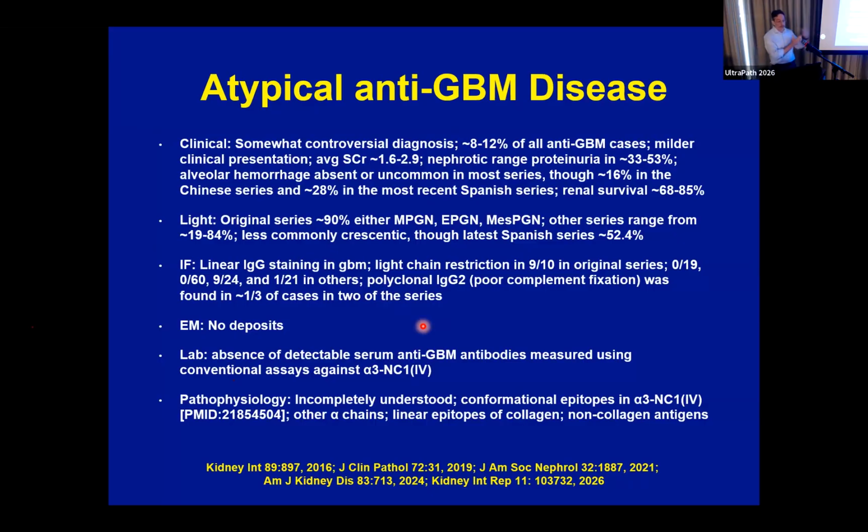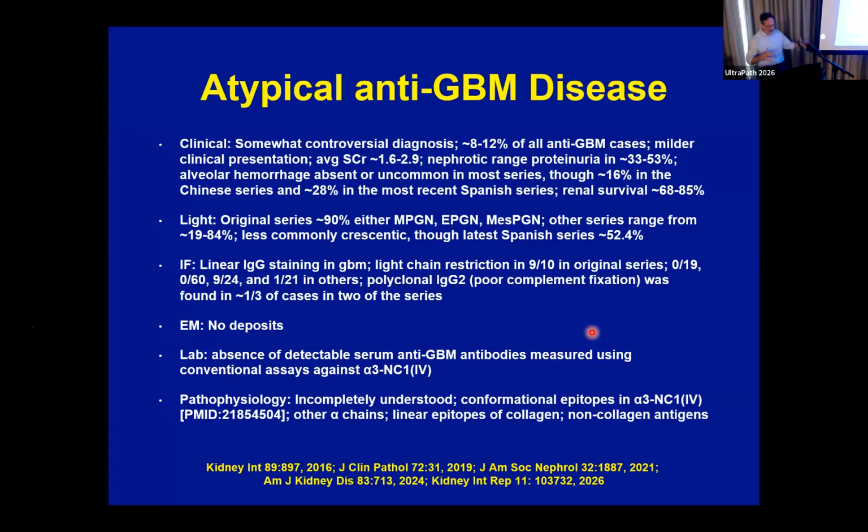There's linear staining of the GBMs for IgG in atypical anti-GBM disease, and it's light chain restricted, at least in the initial series, 9 of the first 10 cases. Subsequently, much fewer than that, but still you see light chain restriction in a number of these. And this disease is characterized in part by what it doesn't have. By electron microscopy, you see no deposits, and you're unable to detect serum anti-GBM antibodies measured by conventional assays, which are typically ELISA against the alpha-3 NC1 domain of type 4 collagen.